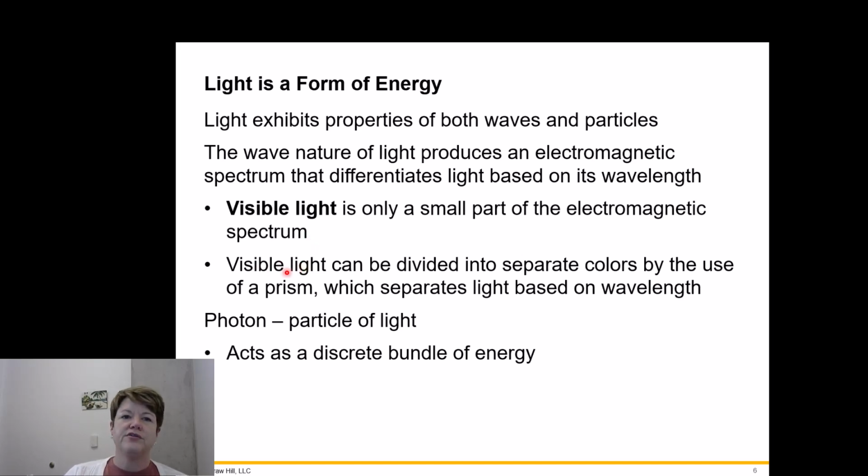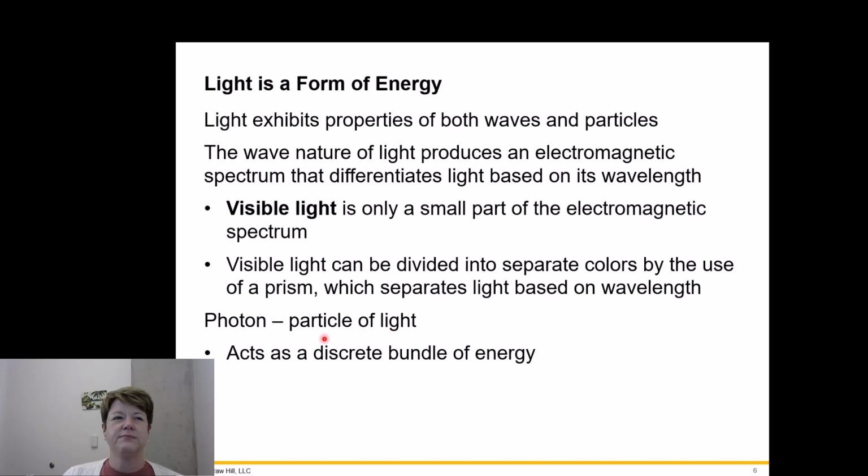And you may be aware that you can separate visible light into its separate wavelengths, into what your eye would detect as colors, with the use of a prism. All right. Now, so we said light can be considered as a wave, but we also consider light to have a certain aspect of it that is more like a particle, almost like a piece of matter in a way, a particle of light.